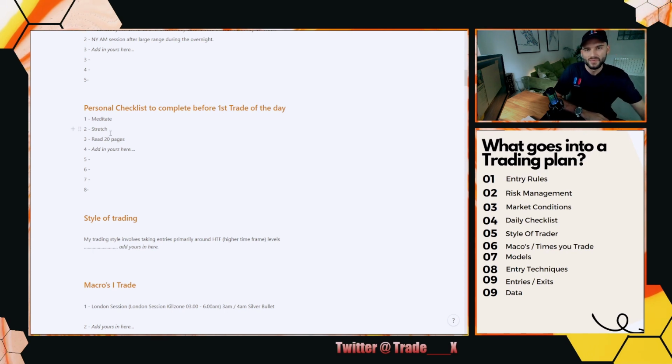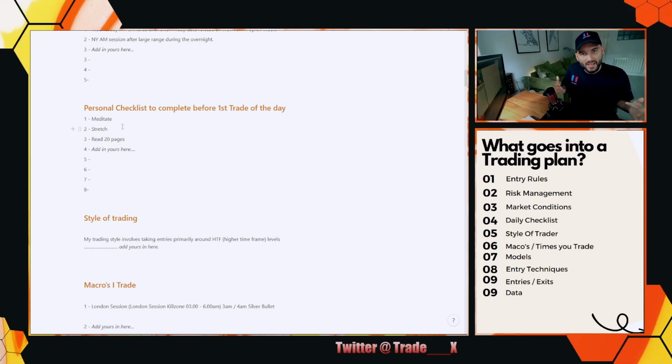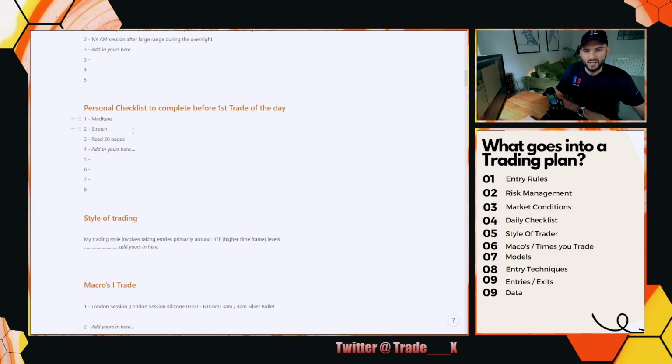consistently profitable. So for me, I have meditate, stretch, read 20 pages. I also own a real estate business, so I have a number of things which I have to do in the morning with that also before I can start trading. So you want to add in yours in here that you specifically have to do in order before you can start trading.